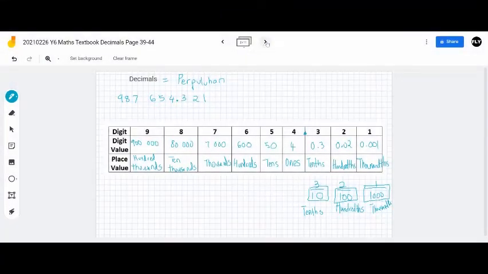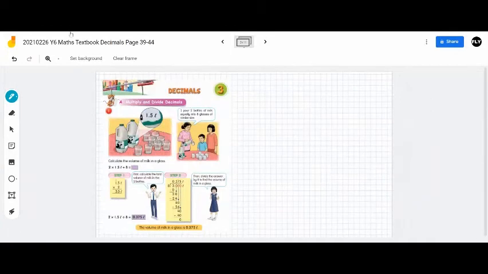Okay, so next. In this topic, we will be learning multiply and divide decimal. Look at the first situation. There are 2 bottles of milk and 8 glasses of similar size here. I pour 2 bottles of milk equally into 8 glasses of similar size. Calculate the volume of milk in each glass.